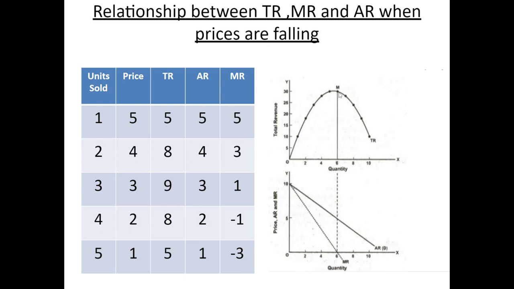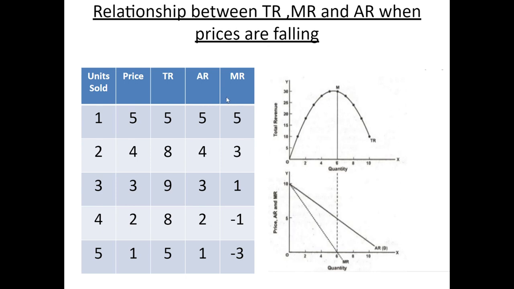At point M, TR reaches its maximum point, and as we increase the quantity of units sold, the TR curve starts falling down. So the TR curve has inverse U shape, pointing out to the fact that TR increases at a diminishing rate, becomes constant, and then it starts falling down.